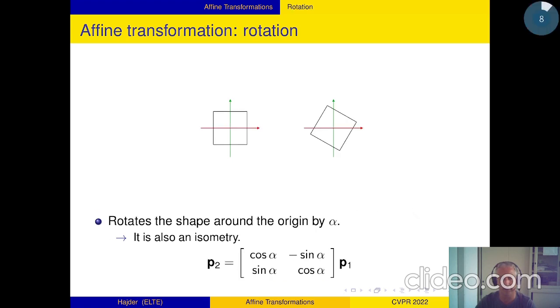Then this offset can be written similarly by adding the same AU/AV translation vector to the coordinates in the left image. The second type of affine transformation is the rotation. If somebody rotates an object around the origin, so it's very important that the center of the rotation is the origin, then it's well known that this 2 by 2 matrix, including the sine and cosine trigonometric functions of alpha, gives the rotation itself. It's also an isometry.